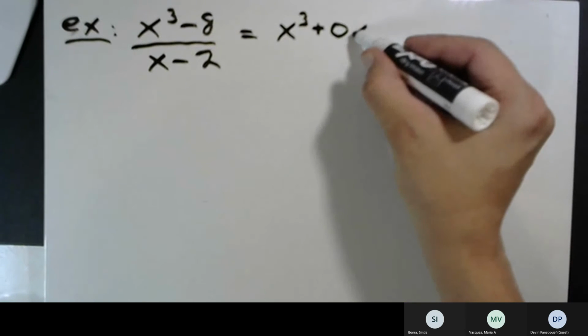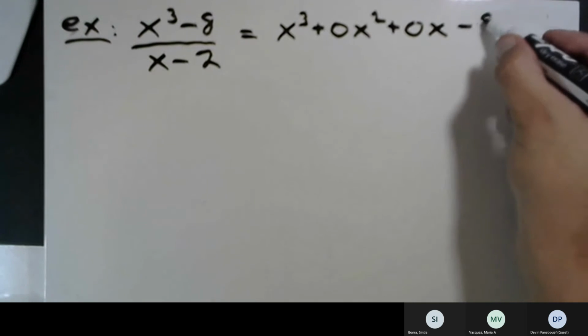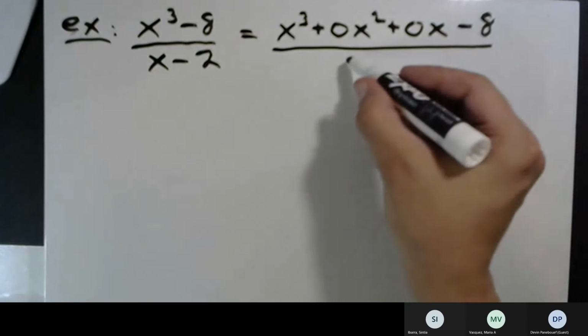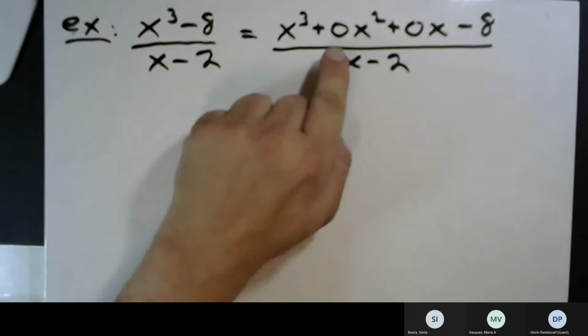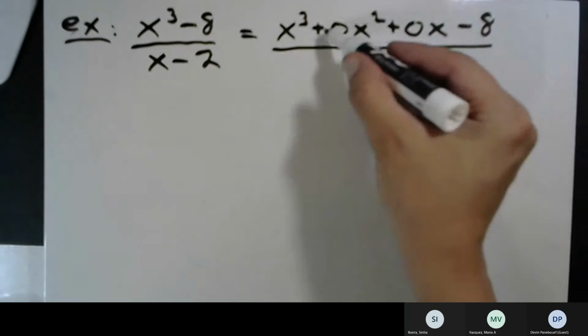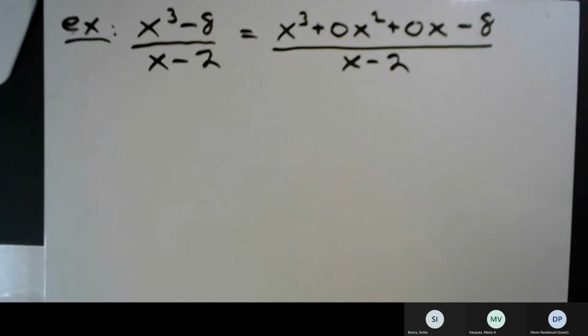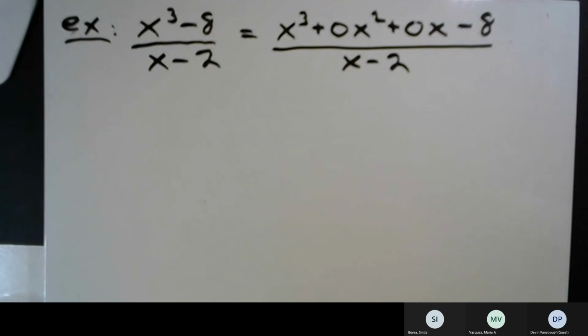We add 0 x squared, 0x minus 8 over x minus 2. Because 0 times x squared is going to be 0. 0 times x is 0. So these actually, you could argue, don't really exist, but in a sense, from a placeholder point of view, they do. So this is the same as that. So let's do our division. And again, we're going to do it using long division form.